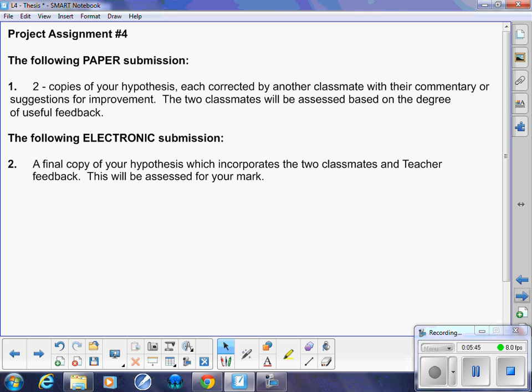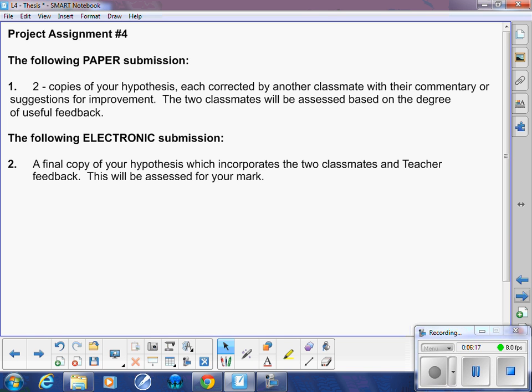I would prefer it to be classmates if possible, because I'll give them a mark for their feedback and their opinion. Once you get those 2 pieces of feedback, I want you then to clean it up and submit electronically your final hypothesis. So you'll send me an electronic file of your final hypothesis, and you'll submit the 2 paper copies that have your peers' opinions. And that would be absolutely fantastic. I would really appreciate that. So there you are. That's assignment number 4.